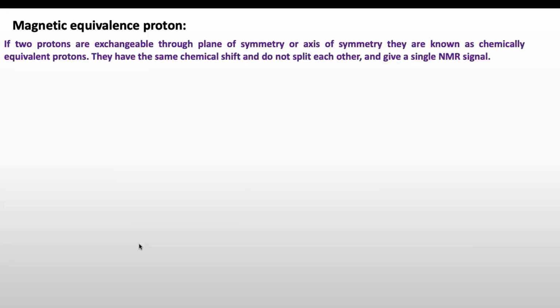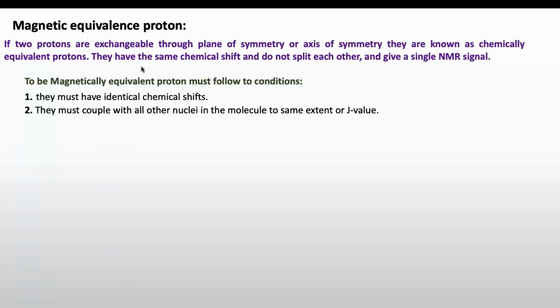Now we will see what are magnetically equivalent protons. As we have seen previously, chemically equivalent protons appear at the same chemical shift value, are chemically the same, do not couple with each other, and give only one signal in NMR. But what are magnetically equivalent protons? To be magnetically equivalent, protons should fulfill two conditions. First, they must have identical chemical shift value, as in the case of chemically equivalent protons, and second, they must couple with all other nuclei in the molecule to the same extent, or the same J value. So we have to look for the second condition.